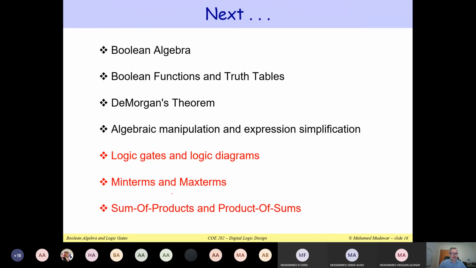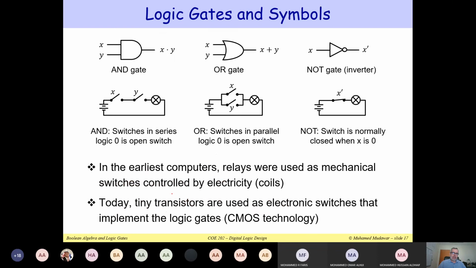So let me talk about logic gates, logic diagrams, and then later I'll talk about Minterms and Maxterms and some of product and product of sums. Right, let me start with logic gates and logic diagrams.